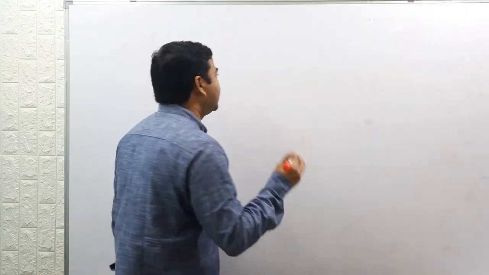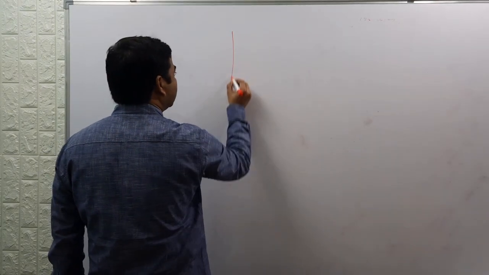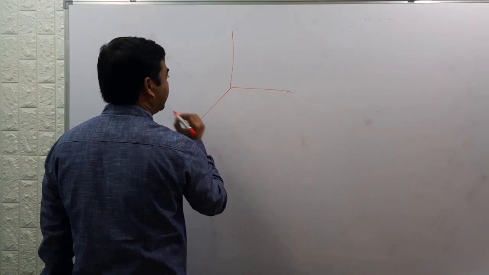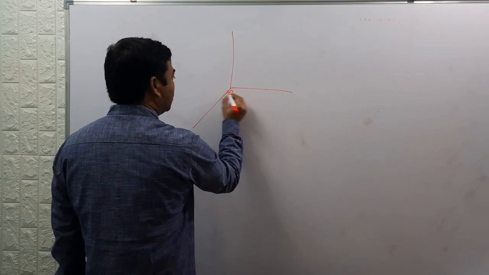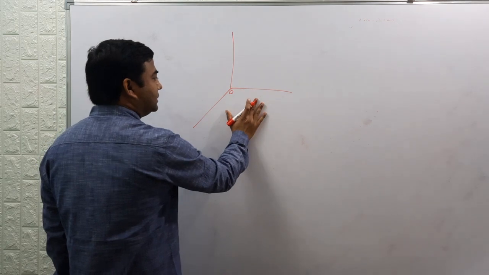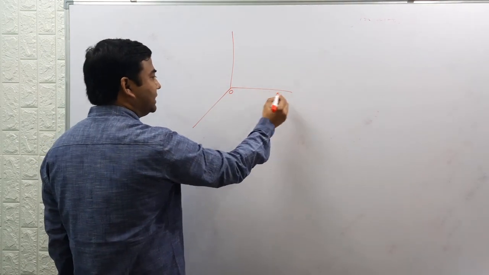So Galilean transformation: there are two reference frames. This is O. This is one reference frame having x, y, z directions.